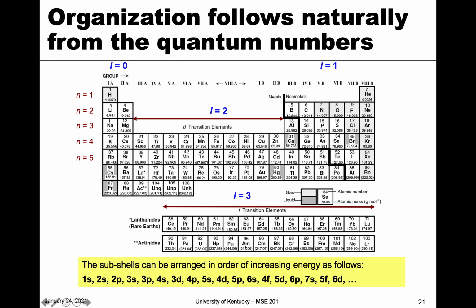So that organization follows naturally from the principal quantum number and the azimuthal quantum number. And that gives us the organization and the structure of the elements in the periodic table. So this was put together without that knowledge of quantum numbers, but once we knew that, it made a lot more sense in terms of the structure of the periodic table.